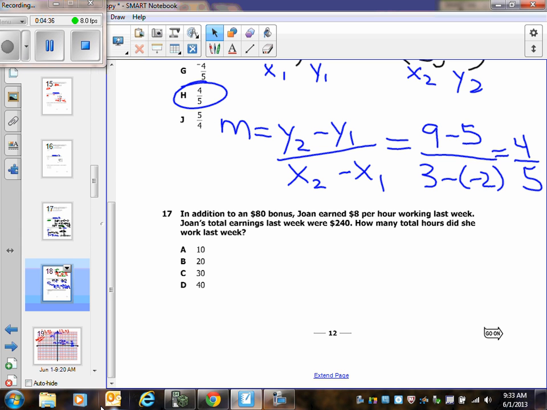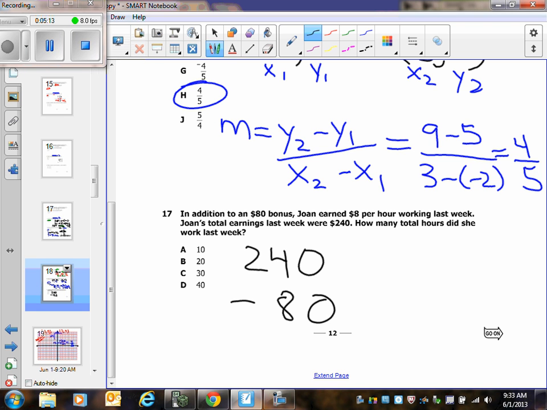And just understand, whenever you're doing a word problem, oftentimes the first time you read it, you're not sure exactly what you have to do, so you reread it a second time. For verbal problems, reading it over several times is usually what it takes to get your correct answer. So going back, it looks like she earned $240 total, but she had an $80 bonus, and it was $8 per hour. Okay, so this is what we're going to do. You could do it algebraically, and I'll show you that in a second. But first, I'm just going to go ahead and solve it.